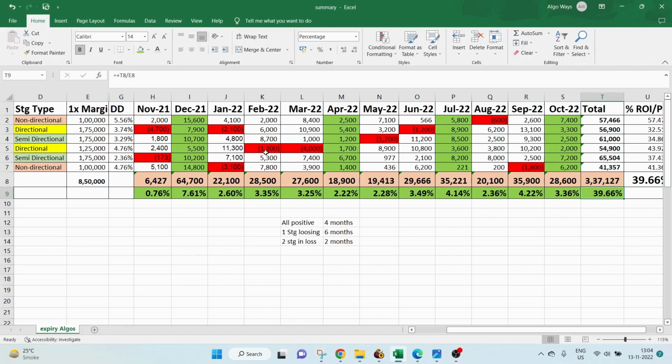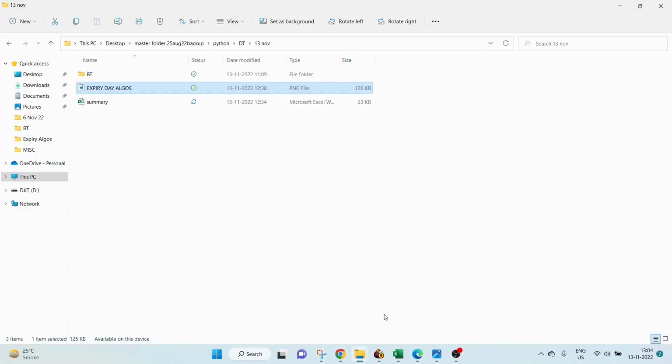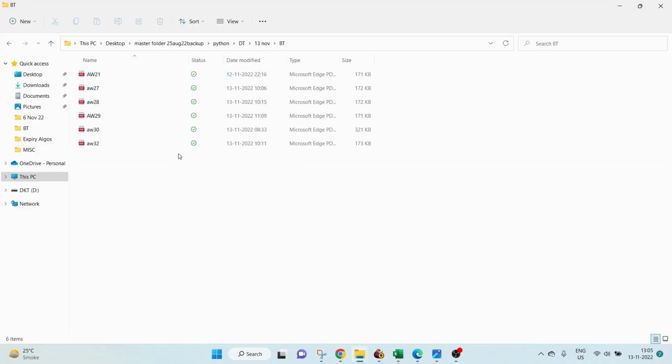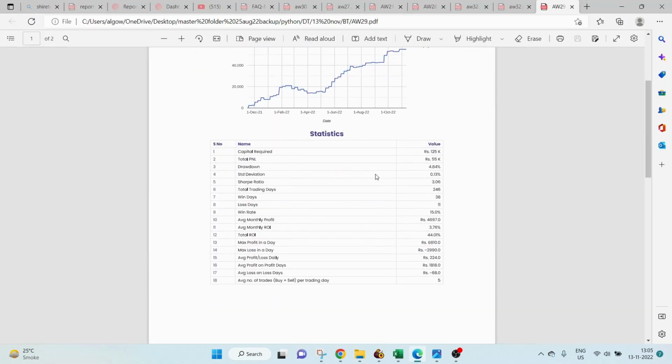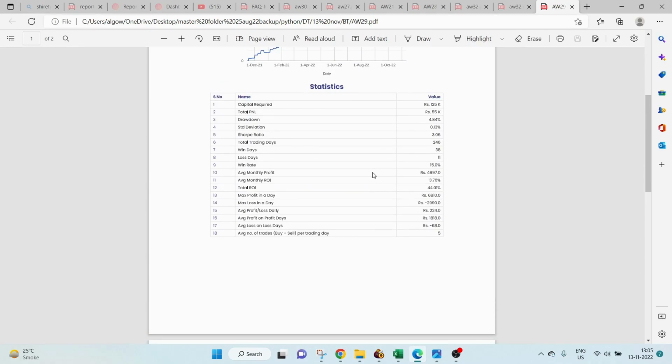I have the backtests of all these strategies here. I will share these backtest reports in my Telegram channel, so you can join the channel and have a look at the backtests. So you can see the various parameters, like if you take any strategy, there is a bit of difference in terms of interpretation of the strategy. Now, like here, TradeTron has given the total number of trading days as 246.